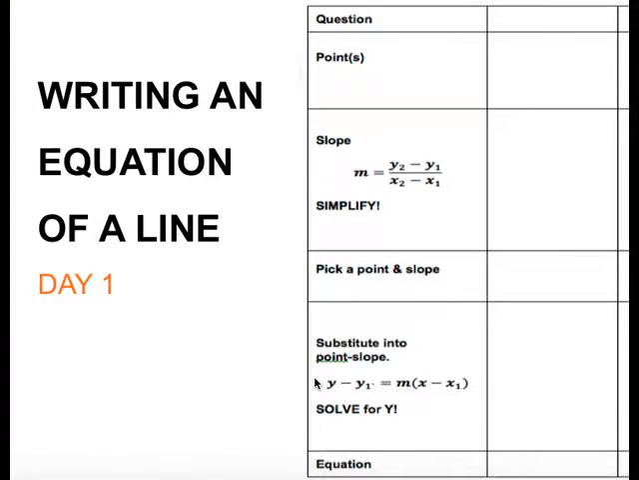Last class period, we learned how to write the equation of a line when given a graph, and we practiced that skill many times. What we're going to do today is write an equation of a line, but instead of being given a graph, we're just going to be given some information. The two pieces of information that we will be given are a point on the line and the slope of the line. So let's get started.